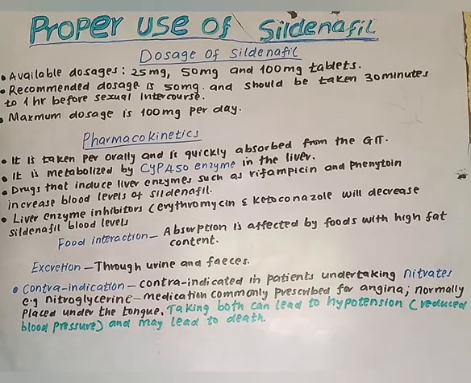Contraindication. It is contraindicated in patients taking nitrates, e.g. nitroglycerin. That is a medication commonly prescribed for angina, normally placed under the tongue, so taking both can lead to hypotension, that is reduced blood pressure, and may lead to death.